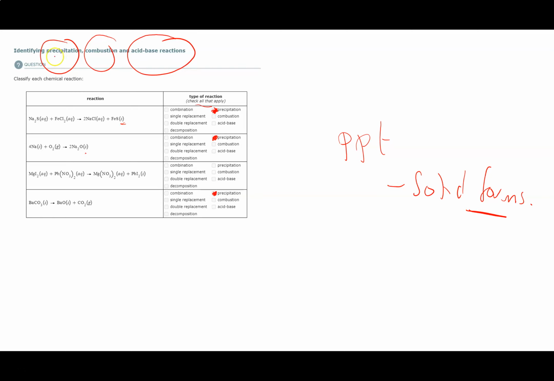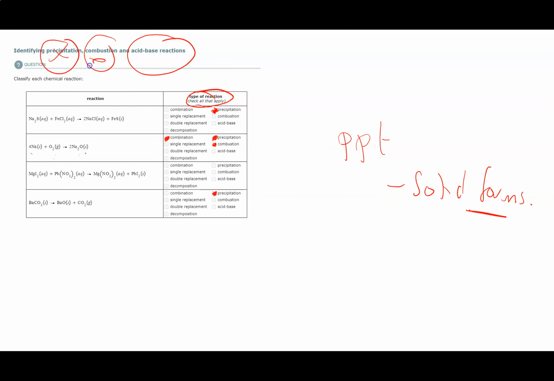So let's check, now that we've done that bit, are any of these combustion reactions? Do any of them involve oxygen? This one, woohoo. Okay, so sodium reacts with oxygen to form sodium oxide. So that is definitely a combustion reaction. Now, something else that I'm noticing here is this is also a combination reaction. Multiple things combining to form the one substance. So we want to be careful there, that we get all of the things that apply.